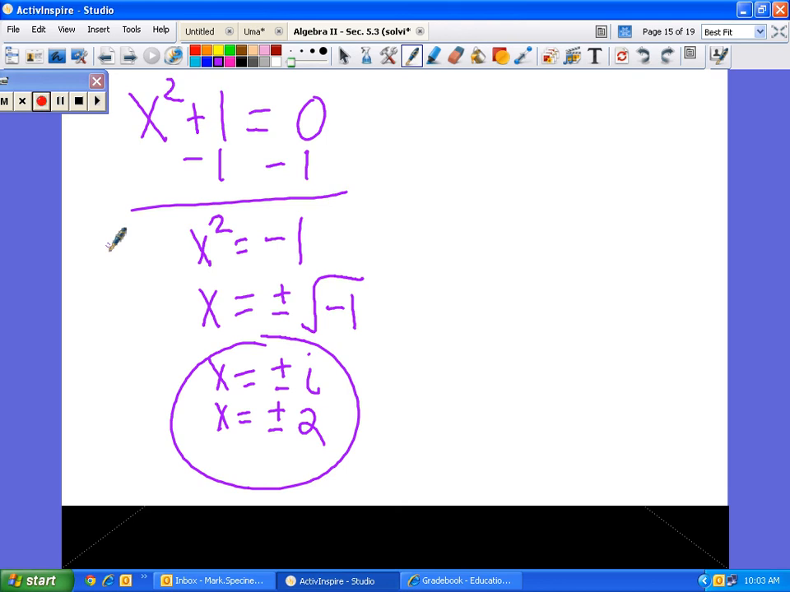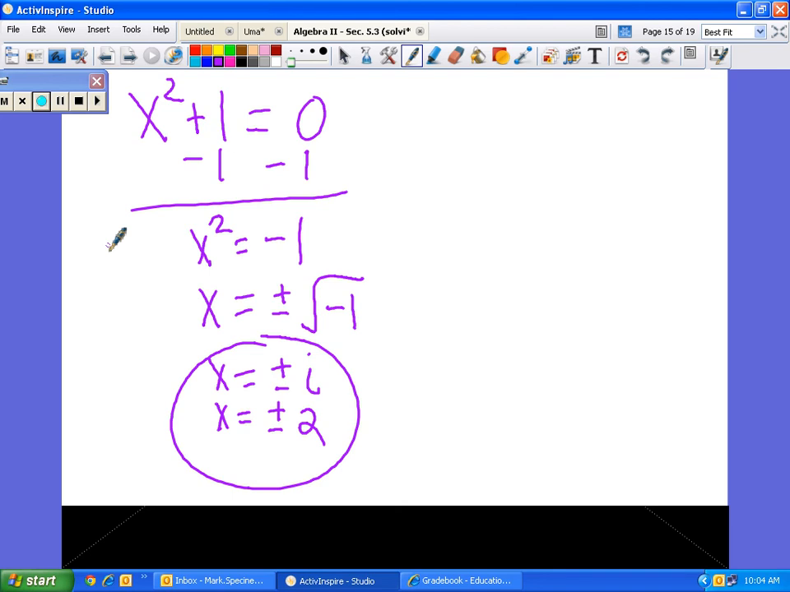All we're going to do is solve for x. So I take my x squared plus 1 and I set it equal to 0. I subtract 1 from both sides. I get that x squared is equal to negative 1. To solve a square, I do what? I take the square root. So I get that x is equal to plus or minus the square root of -1.